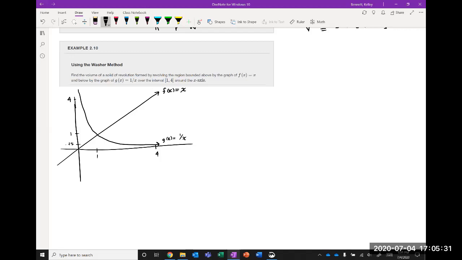All right, perfect. So what is our region? We have our two graphs, and it says bounded above by the graph f of x and below by 1 over x. So now we know that our region is here. This is our region, and we're going to rotate this about the x-axis. So I'm going this way.